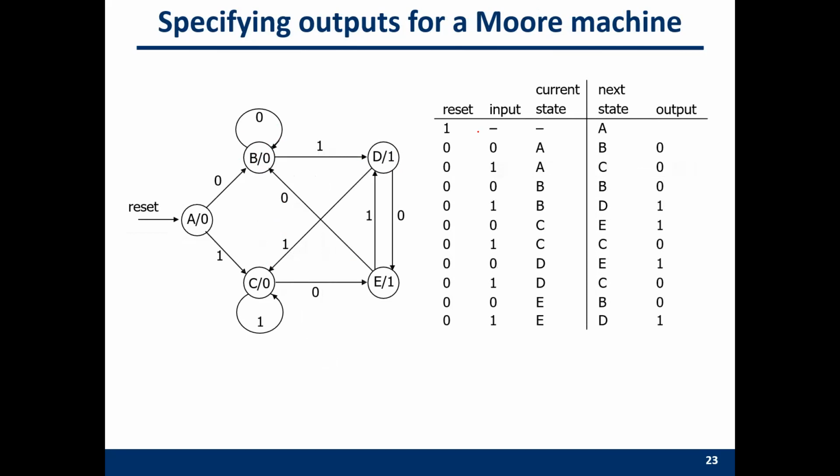And then you can also rewrite this finite state machine to a truth table like this. Now the output is only decided by your current state, because in one state, you can only output 0 or 1.